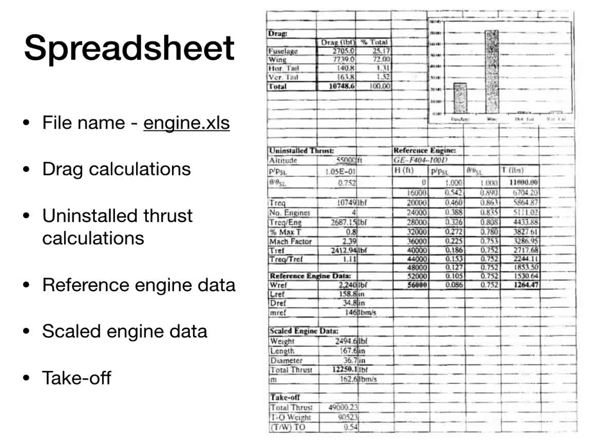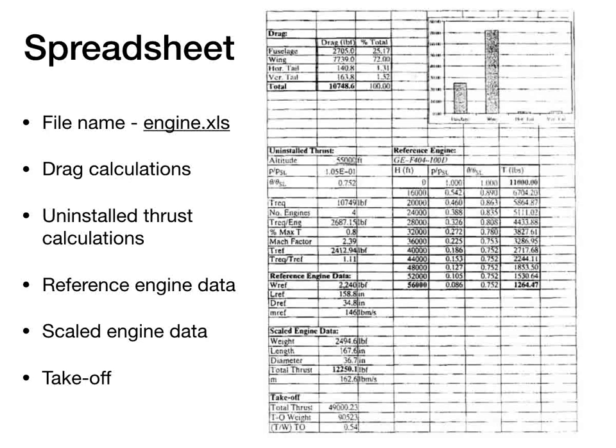Next, spreadsheet. In the screen, you can see a sample of the spreadsheet. A spreadsheet is always made in an Excel file. A spreadsheet file named engine.xls is used for sizing turbojet engines used in the design that are based on existing engine data. The requirements are based on the cruise conditions, which are defined by cruise altitude and Mach number. The sizing is based on providing thrust that equals the drag at cruise.